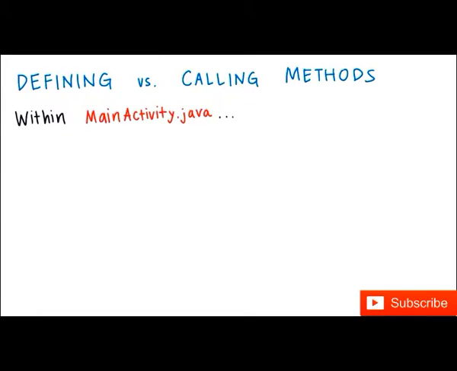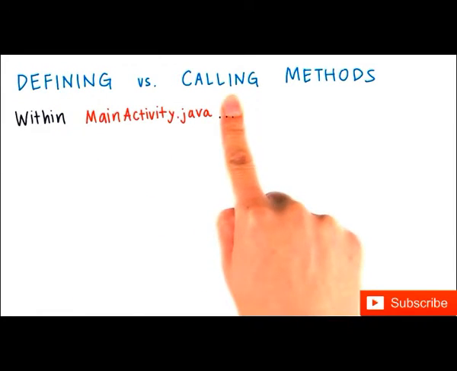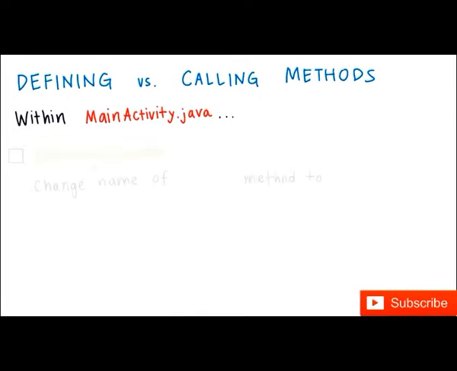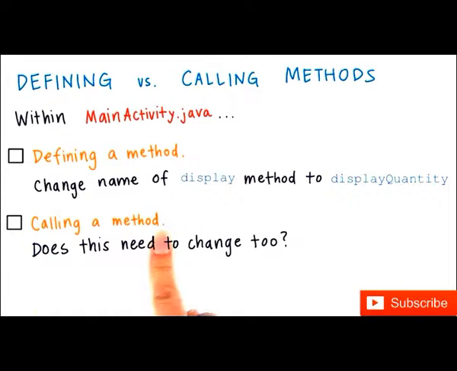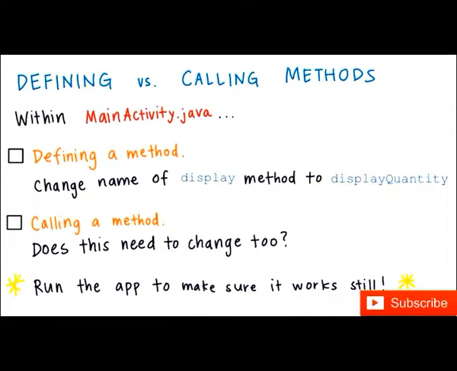To help you understand the difference between defining versus calling a method, let's modify the MainActivity. We're going to change the way a method is defined by changing the name of the display method to the name displayQuantity. Then for calling this method, do we need to change anything about that code? If these changes cause an error in your app, make sure to address that so that you can run the app on your phone again. Check these boxes when you're done.